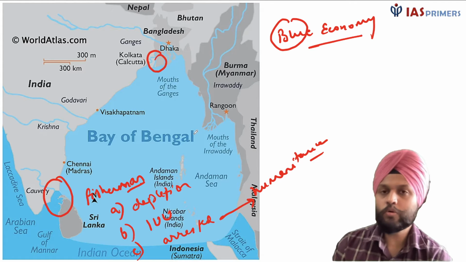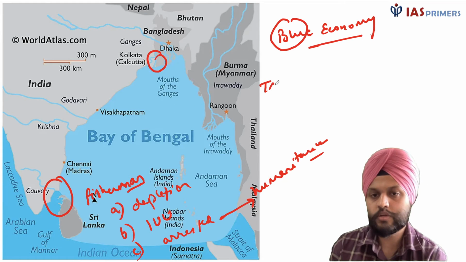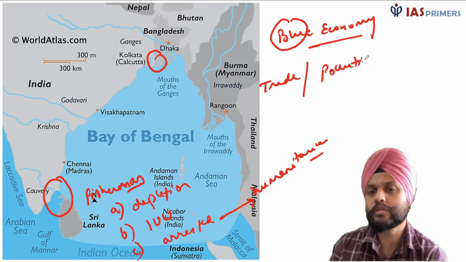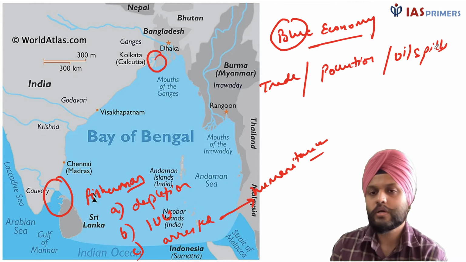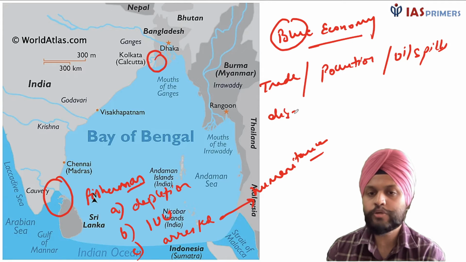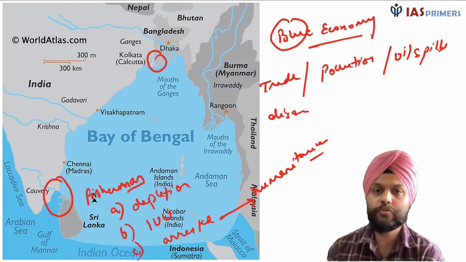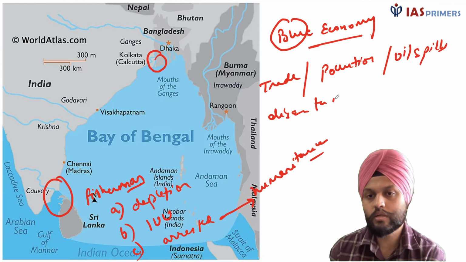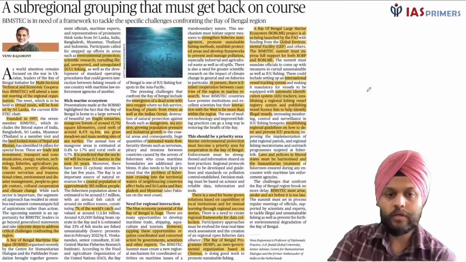Now I'll add one more component over here. What about the issue of trade? What about the issue of pollution in the Bay of Bengal region? Pollution, oil spills may take place from time to time. Disaster management associated with the sea. In 2004, there was a massive tsunami. Disaster management, right, so all of this.